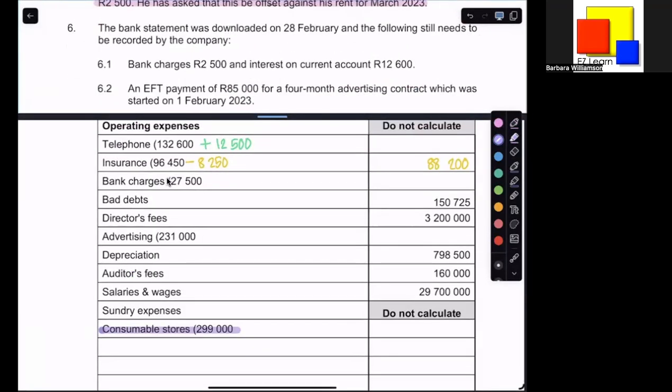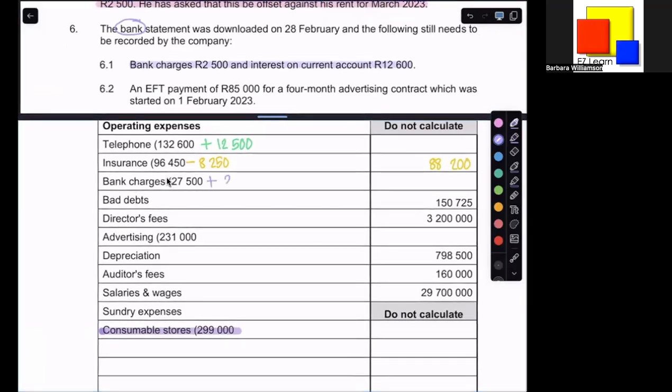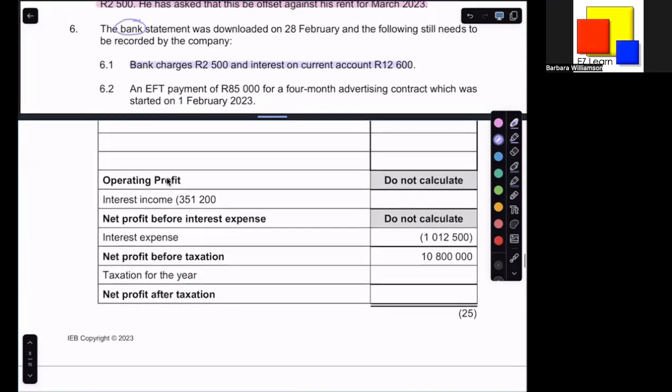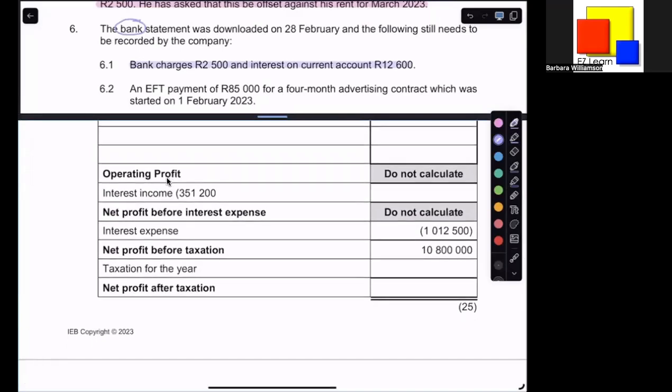The bank statement was downloaded on the 28th of February, and the following still needs to be recorded by the company. Bank charges, 2,500, and interest on current account of 12,600. One of the accounts involved will always be bank if it came from the bank statement, but we don't need to show that as we don't have a cash and cash equivalents note. Bank charges can simply be added in the statement of income, as can the interest on the current account. Interest on current account is obviously interest that we are earning, and so it'll be part of the interest income.